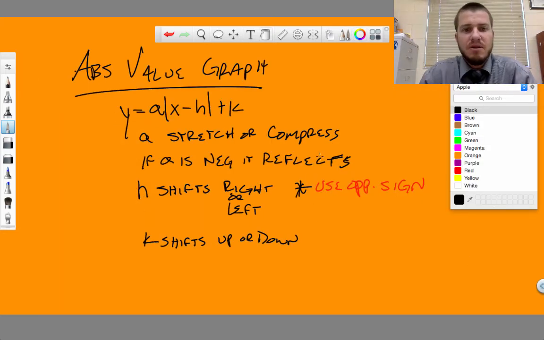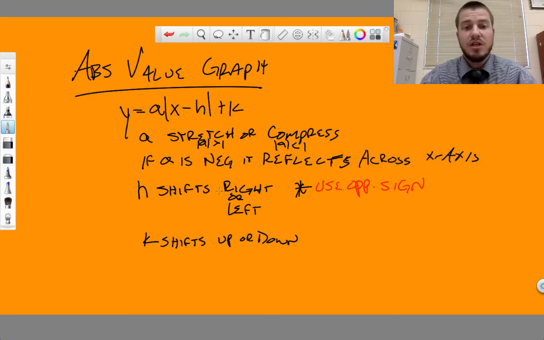And the last thing, absolute value graph, is the form y equals a times absolute value of x minus h plus k. The a either stretches or compresses it. Stretch, the absolute value of a is greater than 1. Compressed, the absolute value of a is less than 1. If it is 1, then it doesn't do either, and you don't need to say that. If a is a negative, it reflects it across the x-axis.